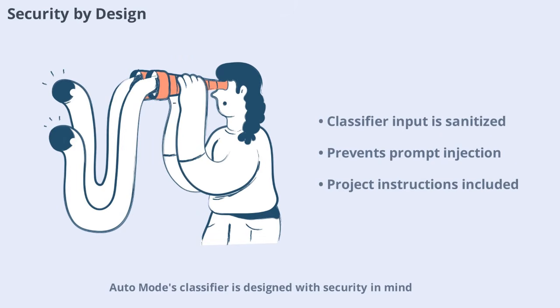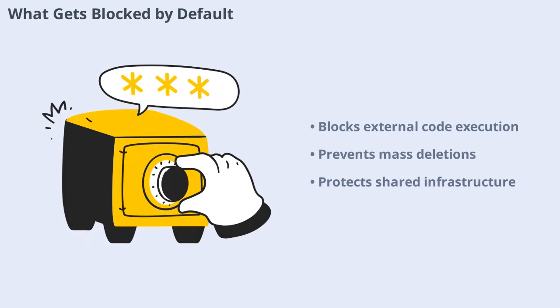Auto Mode's classifier is designed with security in mind. It receives your messages and tool calls as input, but Claude's own text and tool results are stripped out. This means that if Claude reads a malicious file or visits a compromised web page, that hostile content never reaches the classifier. It can't be manipulated through prompt injection in tool results. Additionally, your CLAUDE.md content is sent to the classifier, so project-specific instructions are factored into its decisions. By default, the classifier trusts your working directory and your repo's configured remotes. Everything else is treated as external and potentially risky.